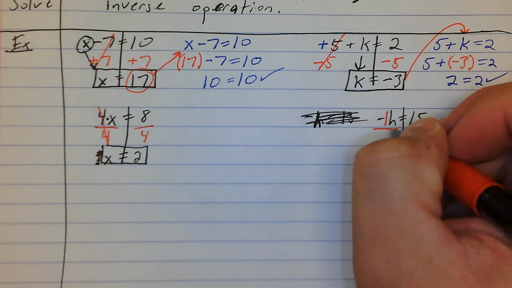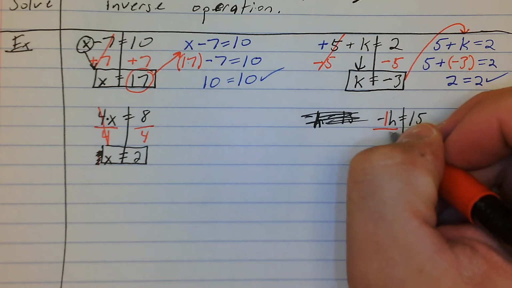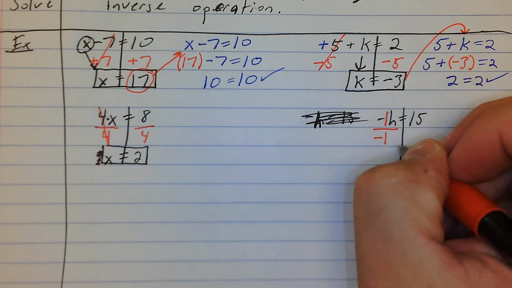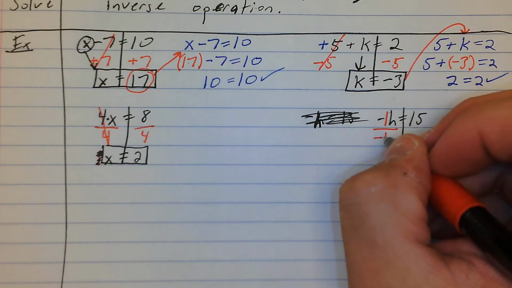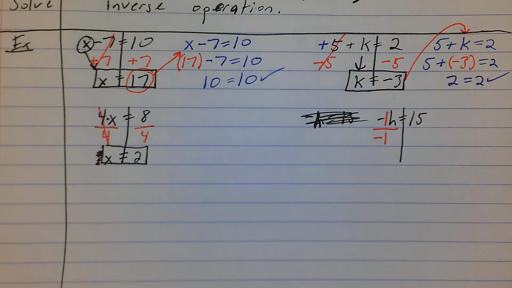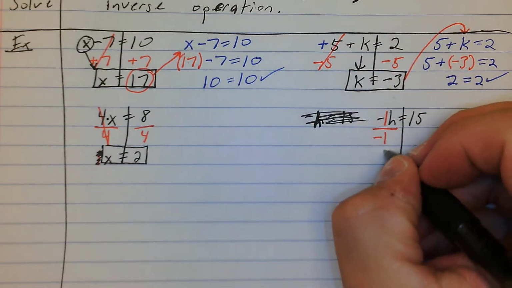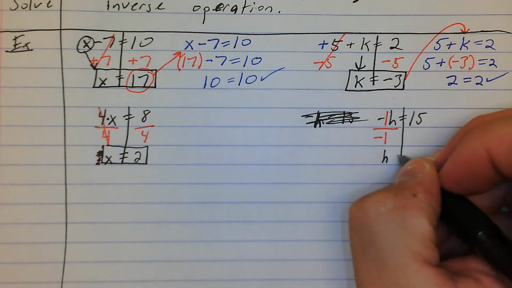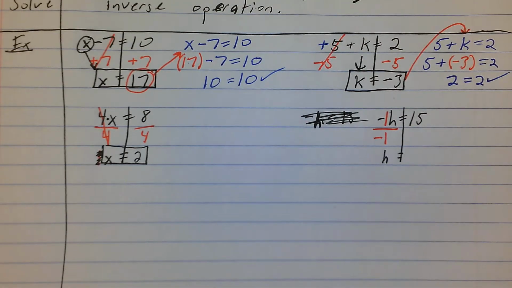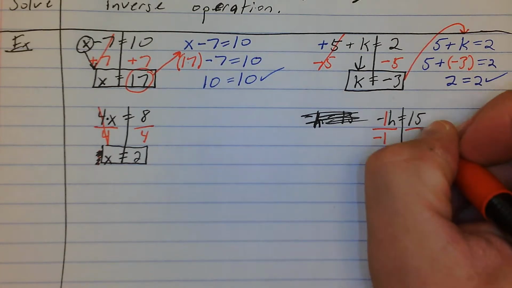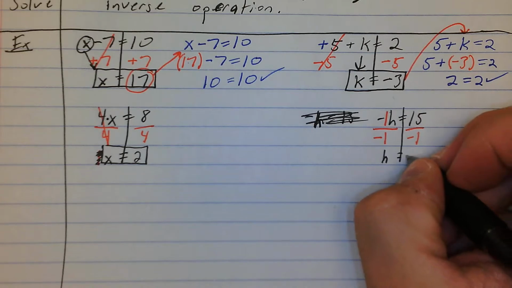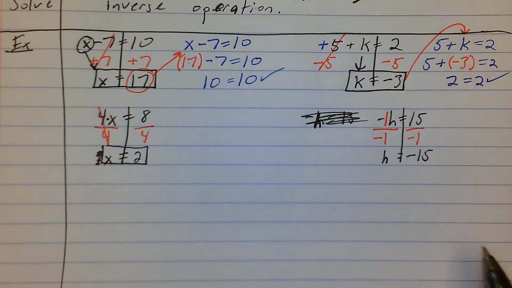So I'm going to do the inverse, and I'm going to use division. Now, I'm actually going to divide it by negative 1. The reason being, I have negative 1 divided by negative 1, it's going to become positive 1. And so now I'll have a positive 1h if I do that. Remember, what I do to one side, I also have to do to the other. So then I have 15 divided by negative 1 will give me negative 15.